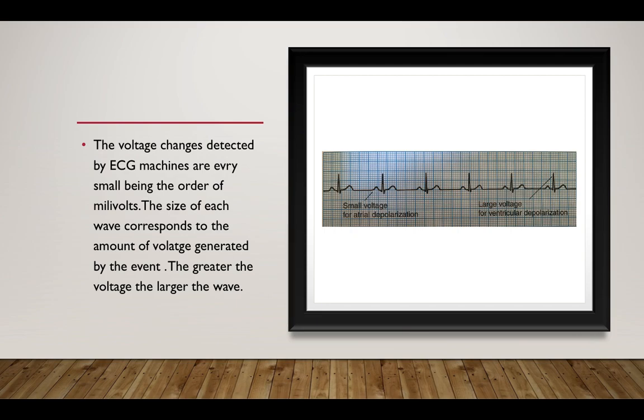But it also depends on the size of the chamber. This means if a person has hypertrophic chambers, the voltage of the depolarization would definitely be enhanced in terms of time duration and amplitude. So this is it for the basics of ECG today.